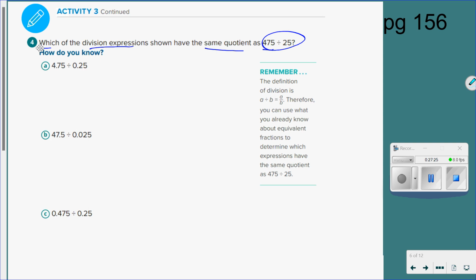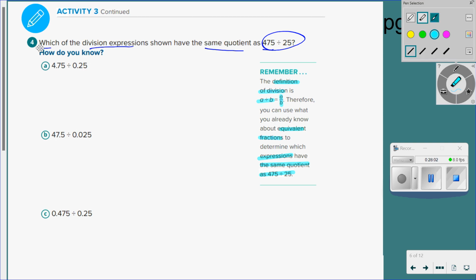The definition of division is that A divided by B equals A over B. Therefore, you can already use what you know about equivalent fractions to determine which expressions have the same quotient as 475 divided by 25. The hint they're giving you is, if I write them out as fractions and multiply them by the same power of 10, that will tell me that they are equal. You don't have to do that, but for some of you that may be helpful.